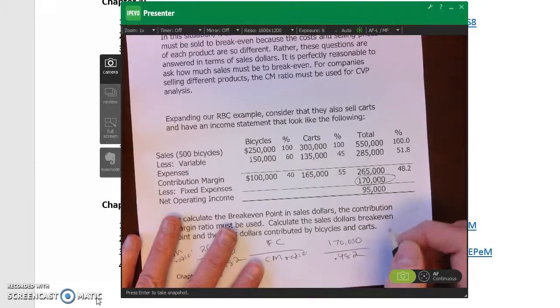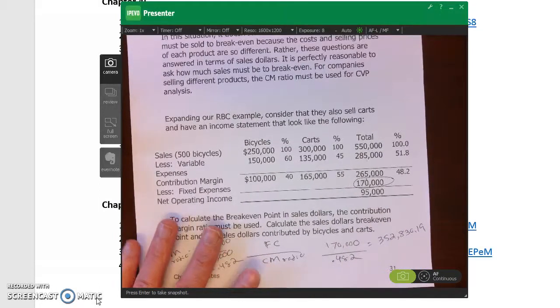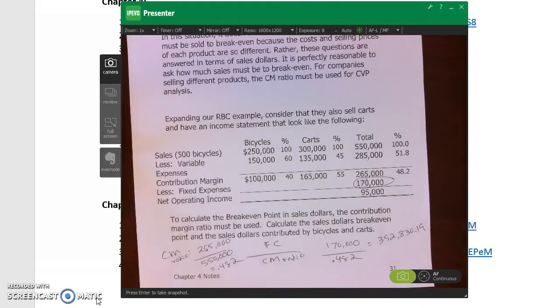$352,830.19. That is my break-even point in terms of sales. Okay?